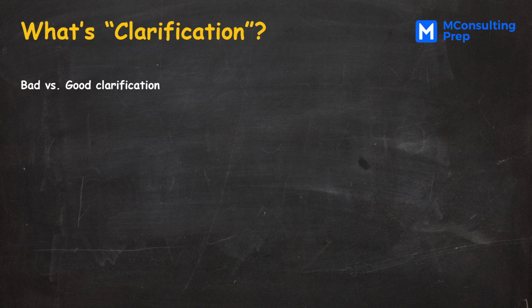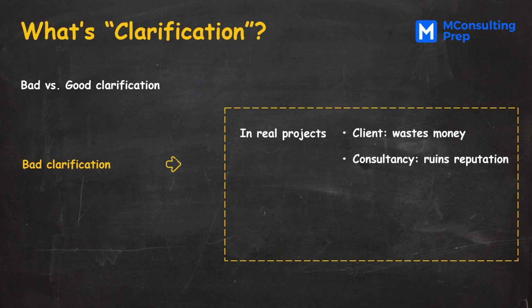All the problem solving in the world can't get you that McKinsey job if you end up solving the wrong problem. If that ever happens in a real consulting project, the client is going to waste millions of dollars and the consultancy ruins their reputation. And if it happens in your McKinsey, BCG, or Bain case interview, you'll walk away with a 12-month ban from reapplying to the firm.